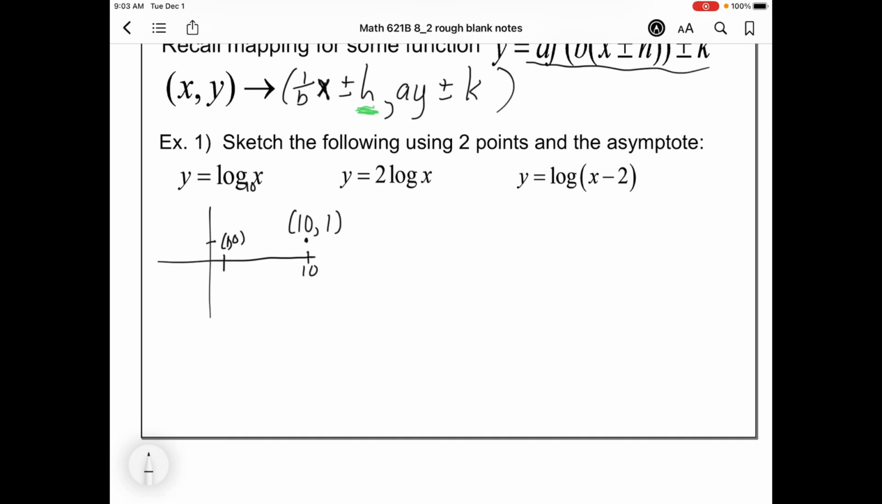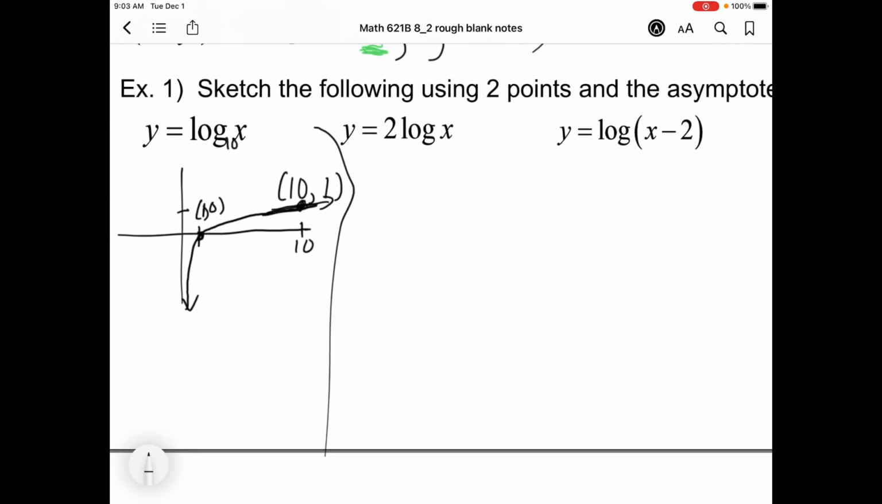So there are 2 points that I know. I'm going to just label this as 10. And then to make the graph, it has to be a smooth, kind of banana-shaped thing that is going through those 2 points. That's a pretty good graph of y equals log x.